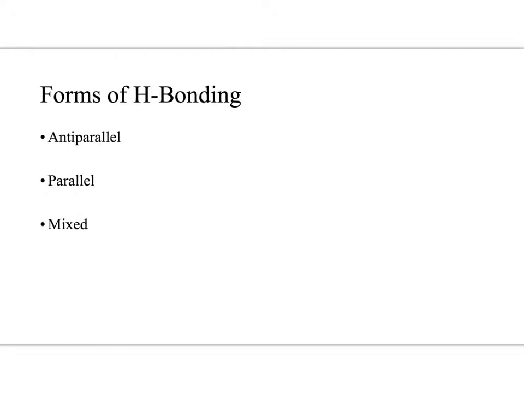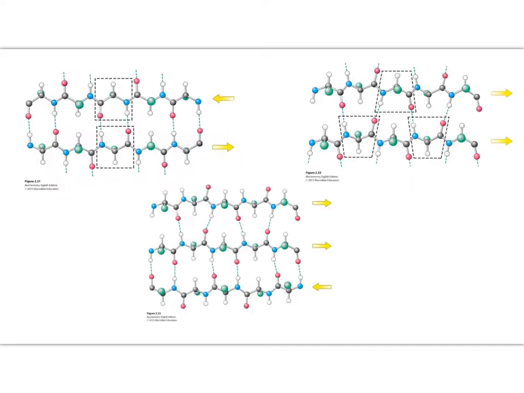Now, in the beta sheets, we actually have 3 different types of orientations. These beta sheets can be considered anti-parallel, parallel, or mixed. The anti-parallel are going to be sheets that run in opposite directions. The parallel will run in the same direction. And then the mixed has strands that are parallel and strands that are anti-parallel. And we can see this in this figure here.